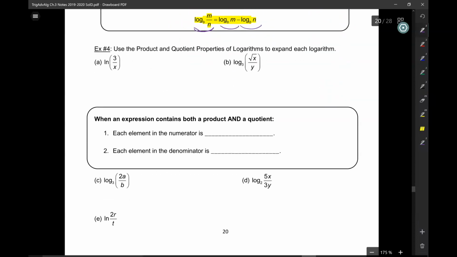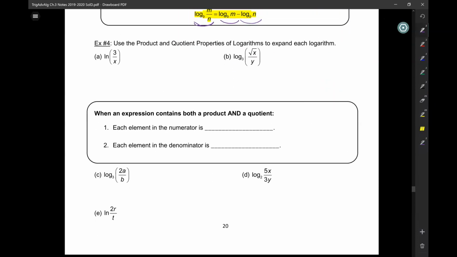All right, so here I have ln of 3 over x. That's going to be ln of 3 minus ln of x. How many terms in 3 over x? 2 elements, 2 logarithms. Everything in the denominator gets a minus sign.